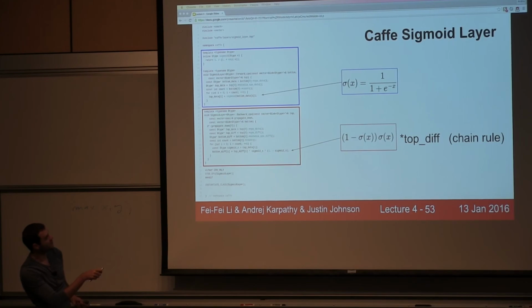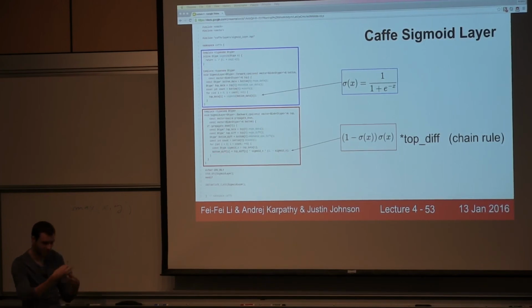And then we have a bottom blob, and we're calling a sigmoid function on the bottom. And that's just the sigmoid function right there. So that's what we compute. And in the backward pass, some boilerplate stuff. But really what's important is we need to compute the gradient times the chain rule here. So that's what you see in this line. That's where the magic happens, where we take the diff.